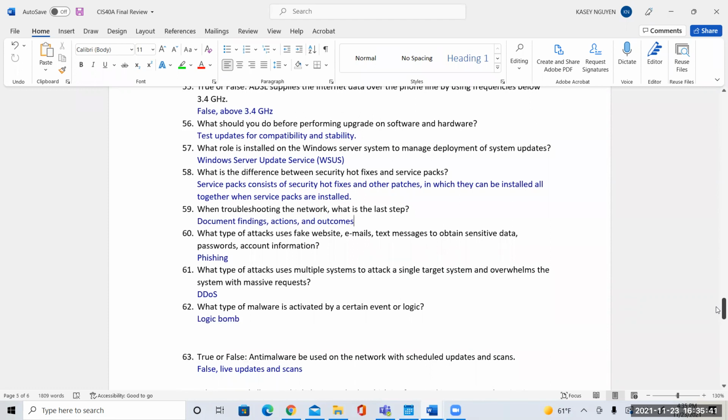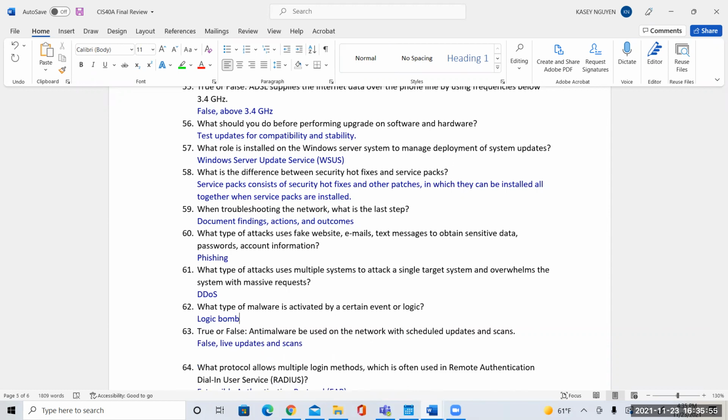What type of malware is activated by a certain event or logic? And I put the word logic in there to give you the hint. So that's your logic bomb. So that it could be activated by a certain date. So when that date becomes true, that's how they program it, right? It's going to activate. It's going to, let's say, delete files or modify system configuration and so on.